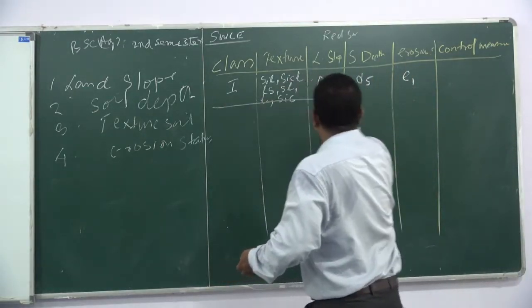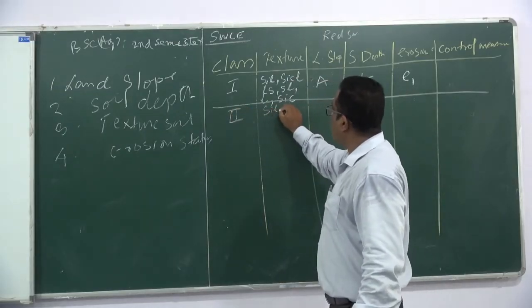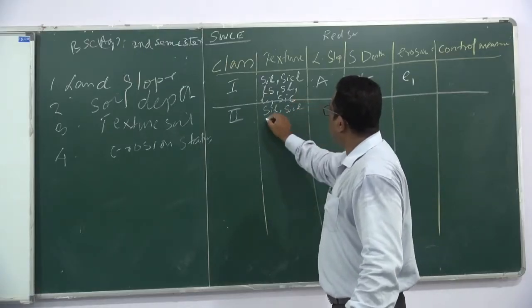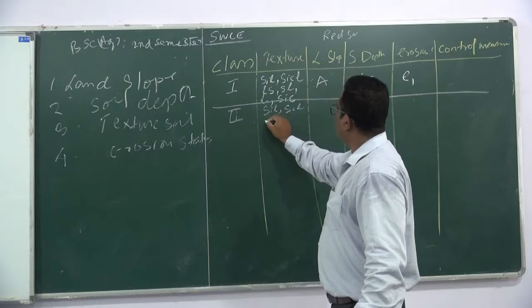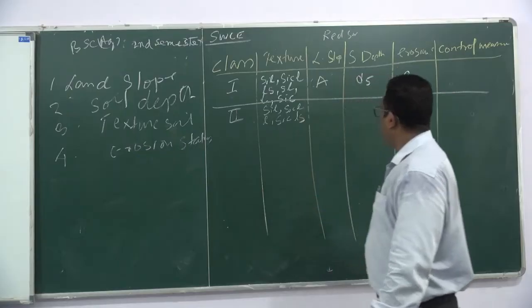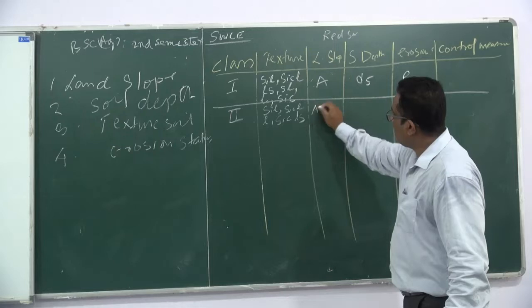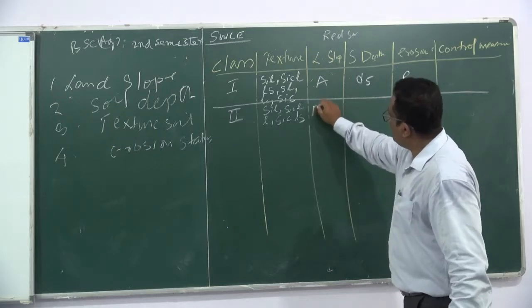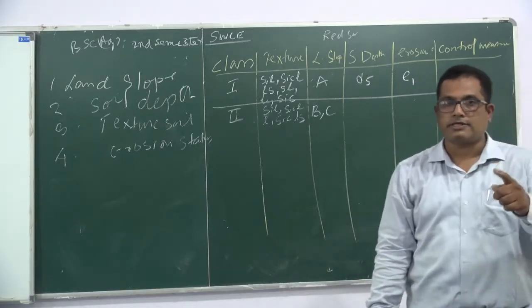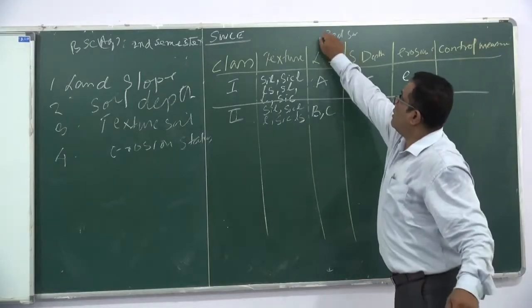Now coming to class 2. Here again you can have the same combination, or maybe one or two combinations less. Silty clay loam, loam, silty clay or loamy sand. And here the land slope can be A, B as well as C, because B is 1 to 3% and C is 3 to 5% for red soil.